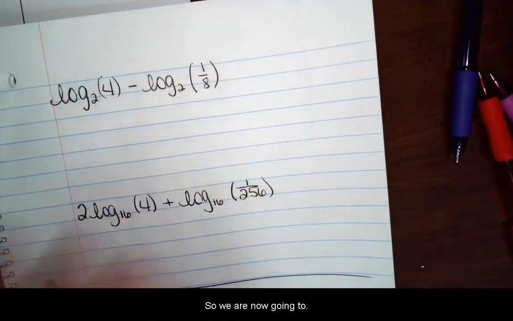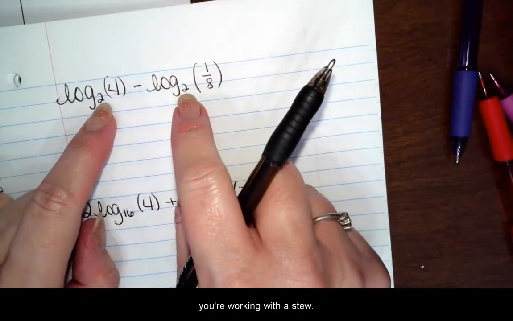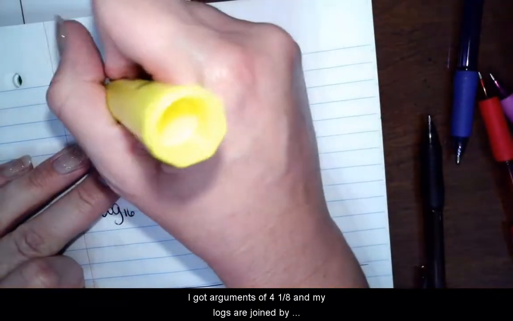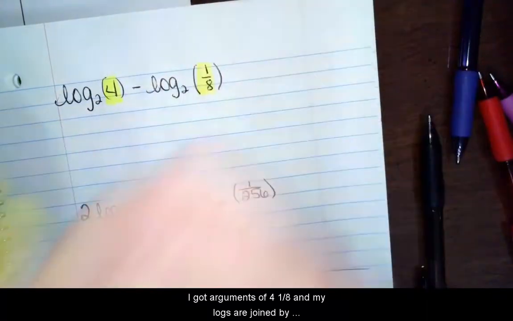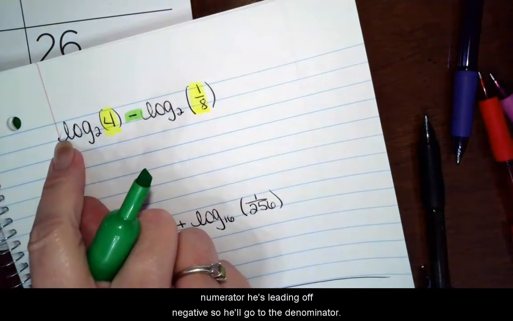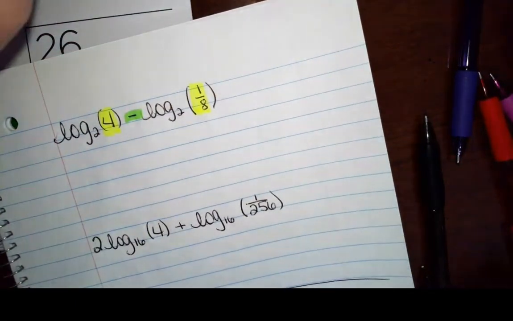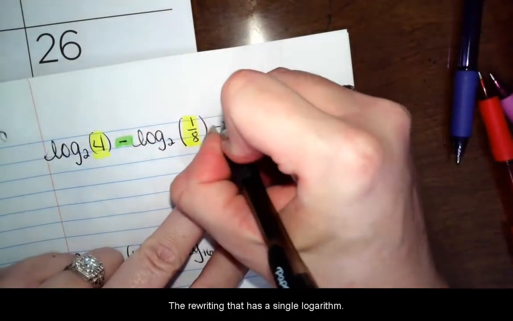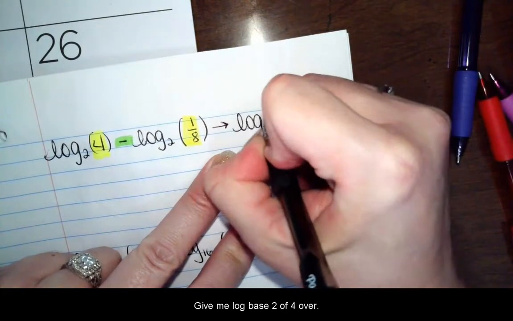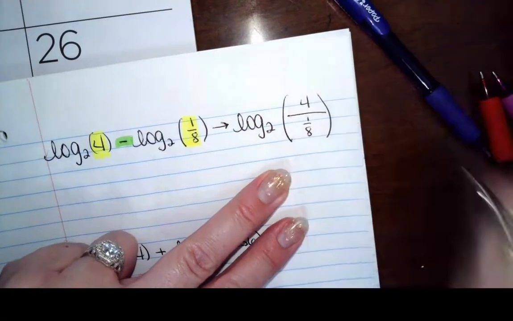So we are now going to use properties of logarithms to come up with a final answer of what these look like. First of all, recognize you're working with base 2. I've got 2 separate logarithms. I've got arguments of 4 and 1/8. And my logs are joined by subtraction. He's leading off positive, so he'll go to the numerator. He's leading off negative, so he'll go to the denominator. So rewriting that as a single logarithm gives me log base 2 of 4 over 1/8.